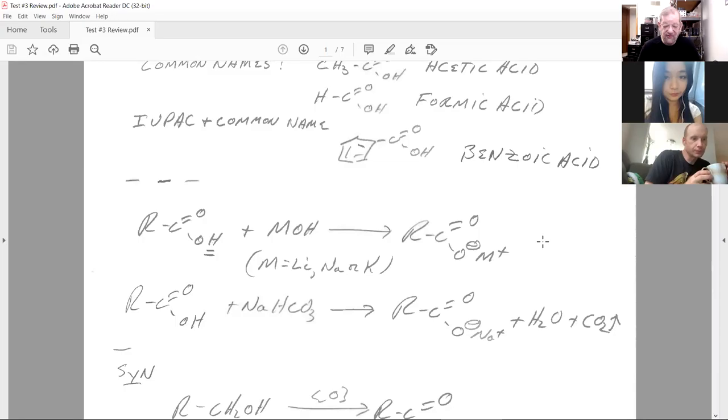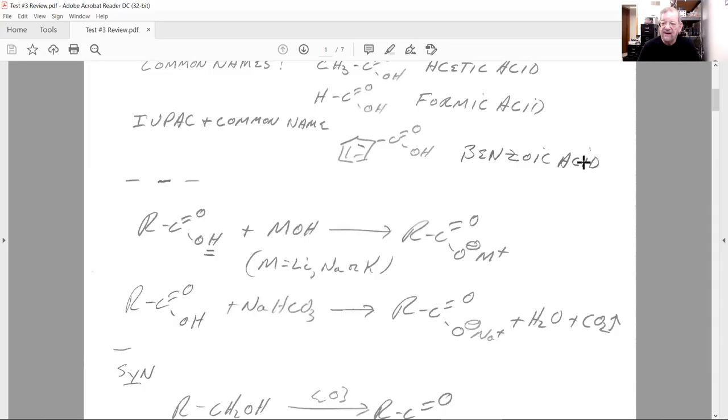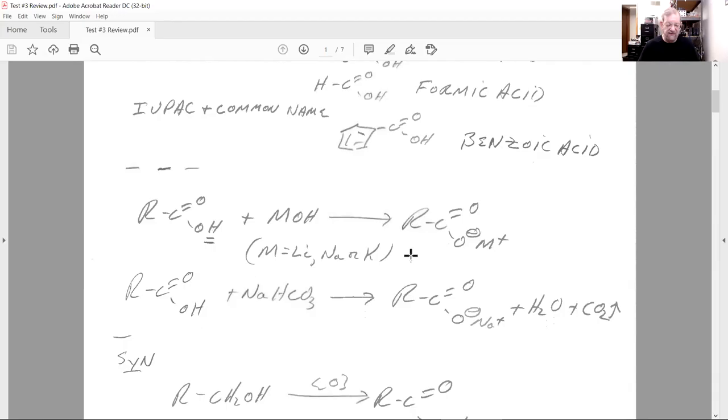Now, a special base that you should know. This is one of the few times where I ask you to give all the product or products for a reaction: when you take a carboxylic acid and react it with sodium bicarbonate, baking powder. When that happens, you get the carboxylate anion, you get water, and you get carbon dioxide, CO2, and the arrow shows it is given off as a gas.